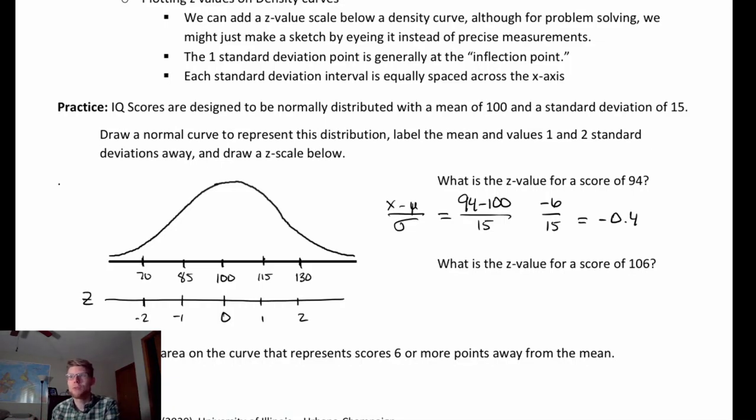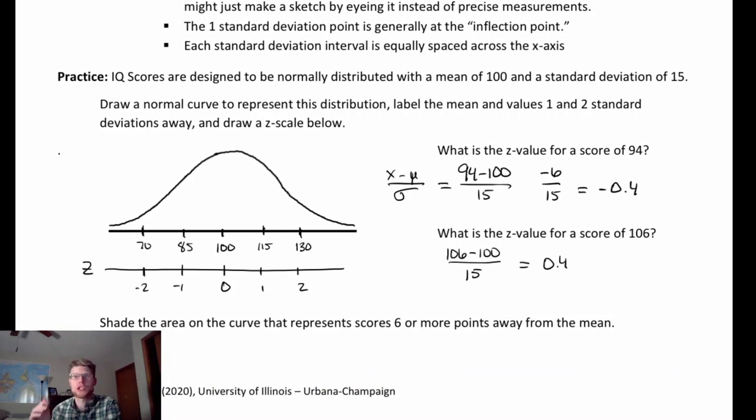And then the z-value for a score of 106 is going to be 106 minus the mean divided again by the standard deviation. So I'm going to get 0.4 standard deviations above the mean. So notice that those scores are equally distant from the mean. They're just in different directions. But they're going to have the same z-score magnitude because they're both the same distance from the mean. They're both 0.4 standard deviations from the mean. It's just that one is negative and one is positive to indicate direction from the mean.